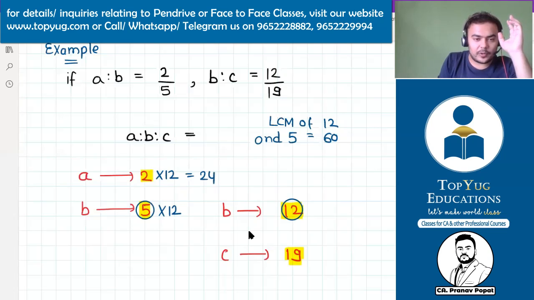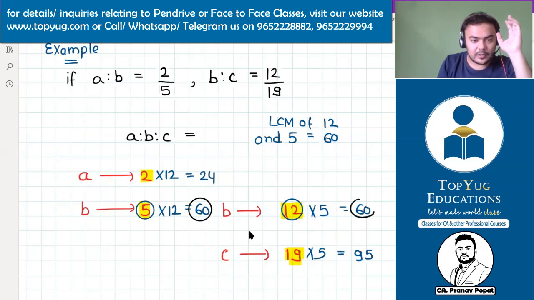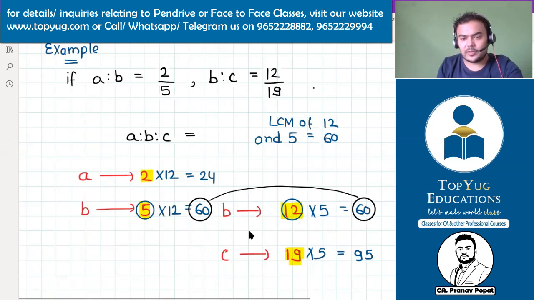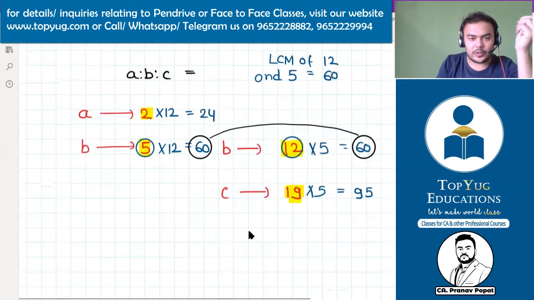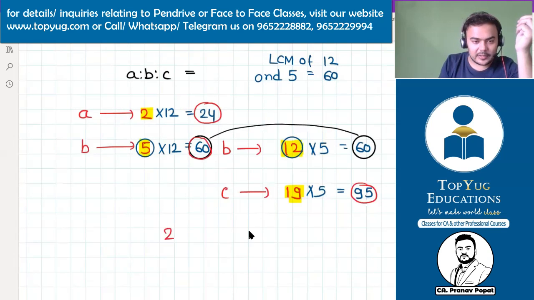So what will be the new ratio? 24 upon 60. Let's make it 12 into 5. Let's make it 19 into 5. What will be the new ratio? 60 upon 95. Now, can I say that this 60 and this 60 are now the same? As they are the same, we can use these quantities. So 24 ratio 60 ratio 95. The right answer is 24 ratio 60 ratio 95.